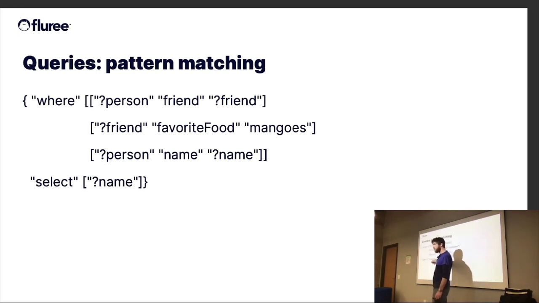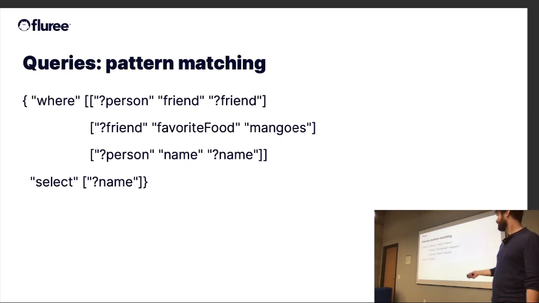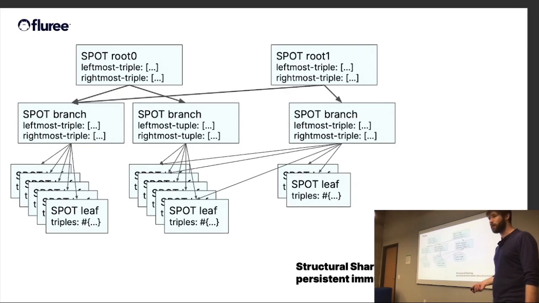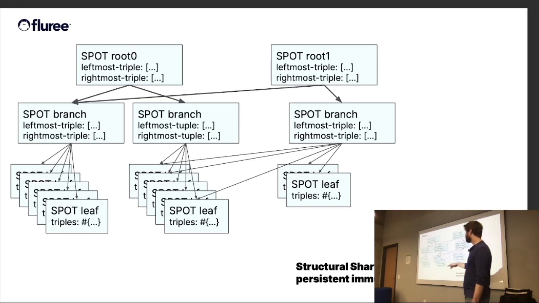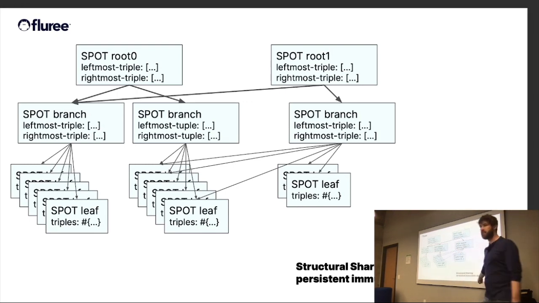And so this is a query that will just give us the name of all of our friends who have friends who like mangoes. So maybe they can introduce me to them and we can have a mango party. That's easy. That's simple. And now if we want to persist this, because right now we just have a list of triples, we want to put this on disk. Take a leaf out of Clojure's notebook and just use persistent immutable data structures.